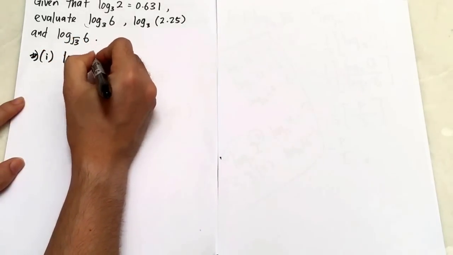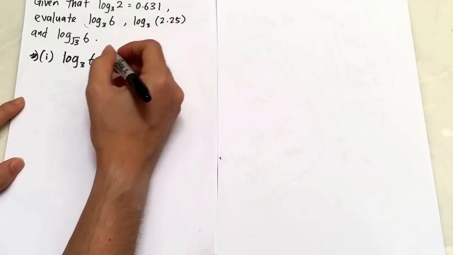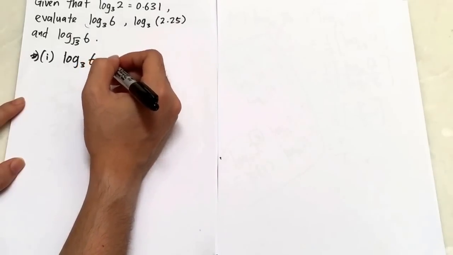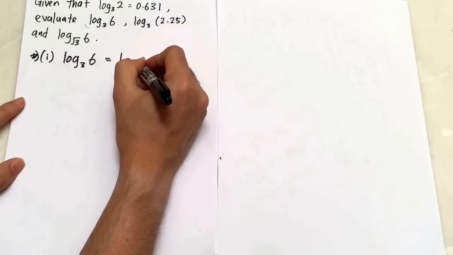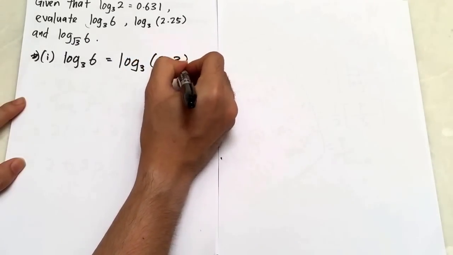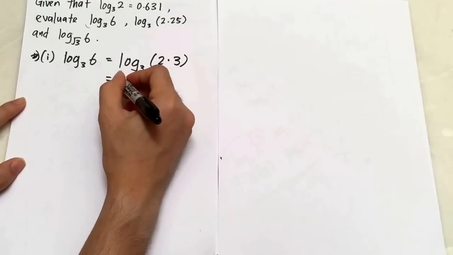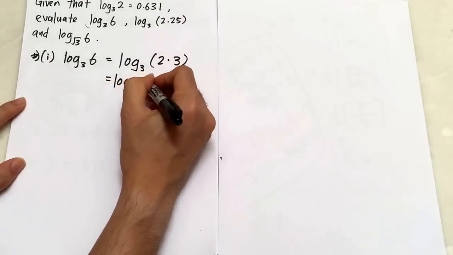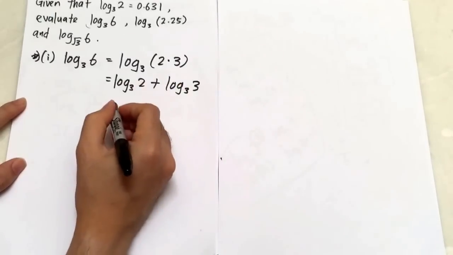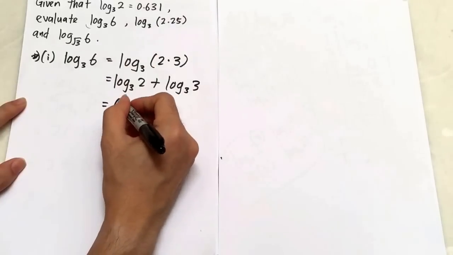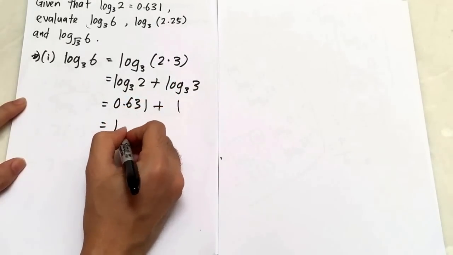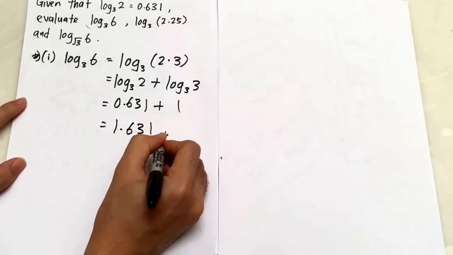Okay, log base 3 of 6. First thing you must understand is you can change the 6 to 2 multiple 3. So this is log base 3 of 2 multiple 3. The dot in the middle means multiple. This will become log base 3 of 2 plus log base 3 of 3. Log base 3 of 2 is 0.631 and log base 3 of 3 is equal to 1. So the answer is 1.631. Done.